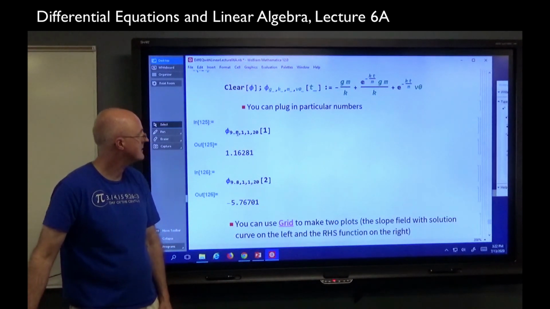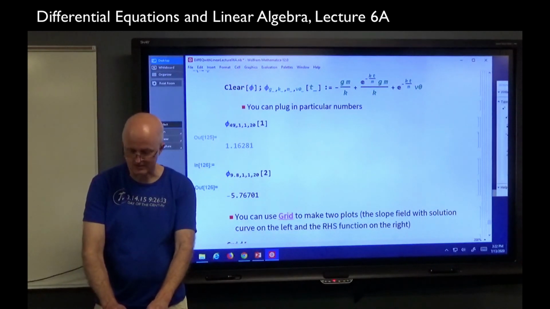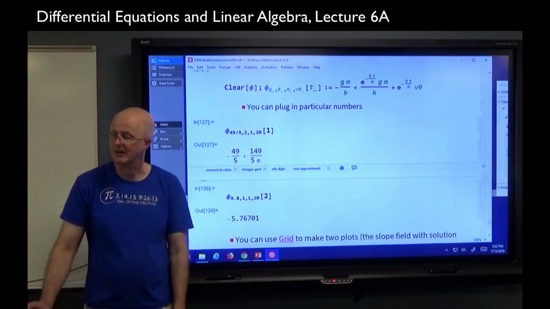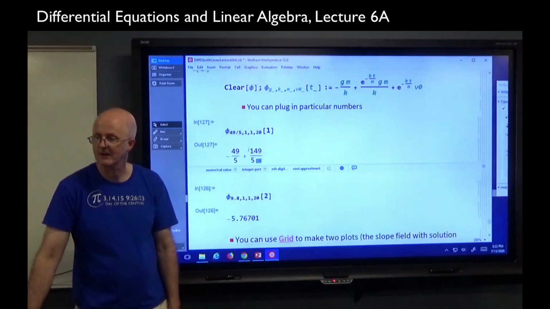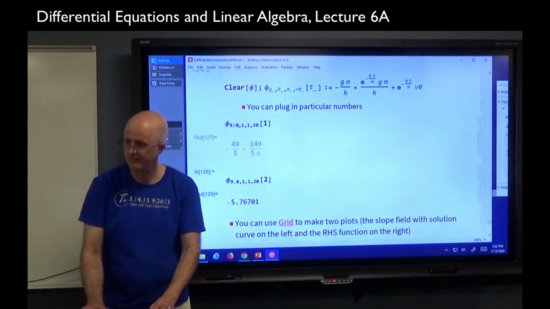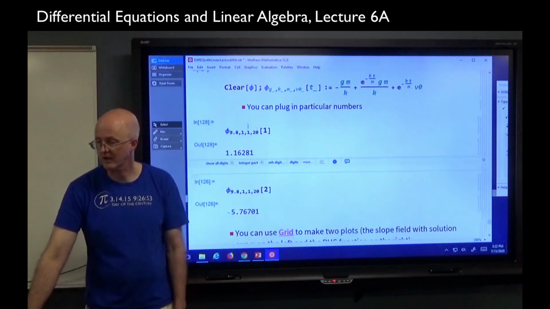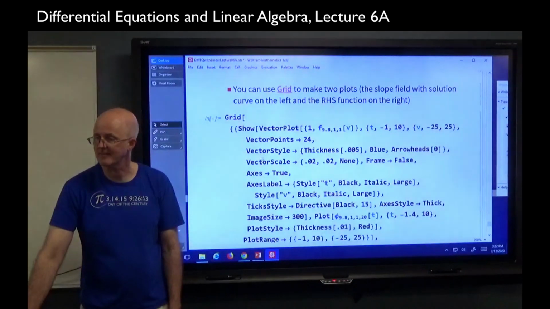If I change this to a 49/5, it might give me an exact answer. Yeah, involving the number e down there. So let's keep it as a 9.8, that'll be nicer. We can plug in numbers, we can plot it.